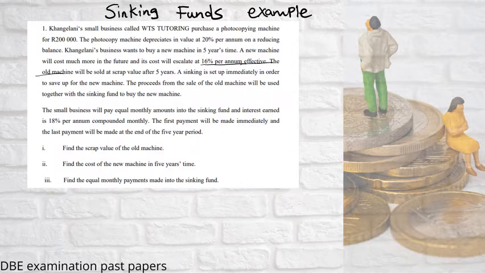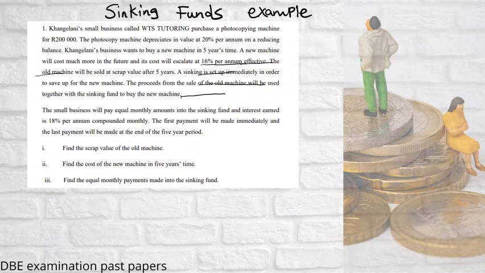So they say Kangelani's business wants to buy a new machine in 5 years' time, so they'll need to replace that one. A new machine will cost much more in future, and its cost will escalate at 16% per annum effective, right? The old machine will be sold as scrap value after 5 years. It means the book value of the old machine will be used towards paying for the new machine, right?